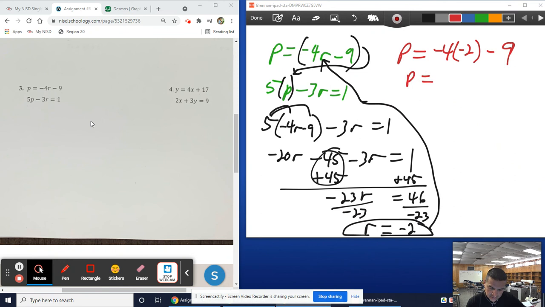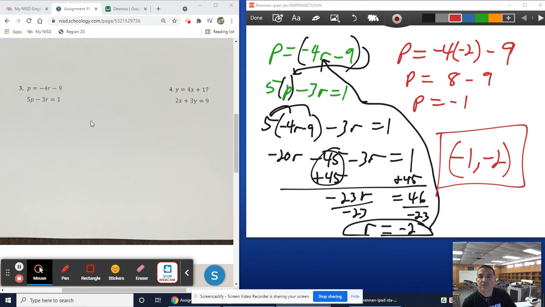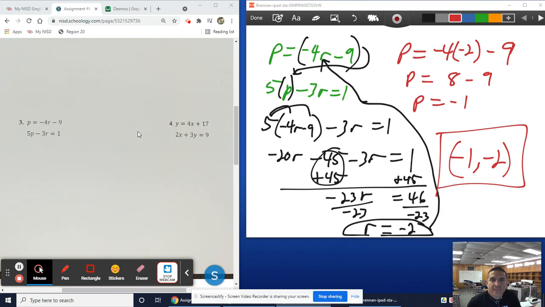P equals negative 4 and negative 2 is positive 8. We're subtracting 9, so P equals negative 1. There's my two answers, negative 1, negative 2. So that's my solution, right?